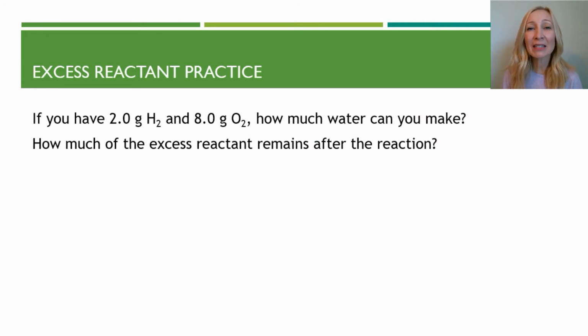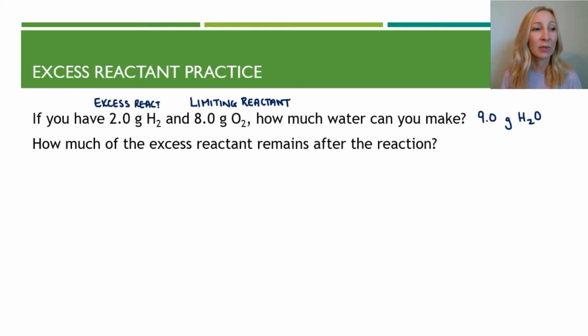So let's apply this to a chemistry problem, the same chemistry problem in the last video. We figured out that we could make 9 grams of water when we combined 2 grams of hydrogen gas and 8 grams of oxygen gas. The oxygen gas was our limiting reactant. That limited how much water we could make. We will have extra hydrogen gas left over because hydrogen gas is our excess reactant. So now we're going to figure out how much extra hydrogen gas remains after this reaction.